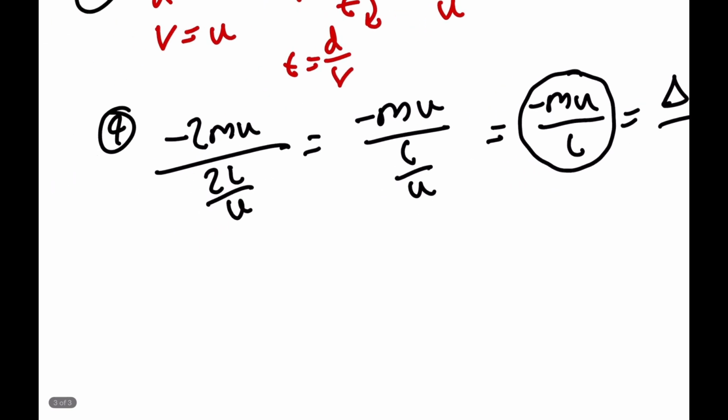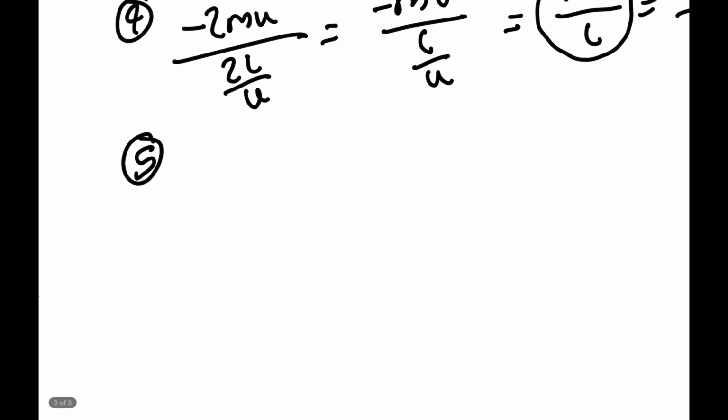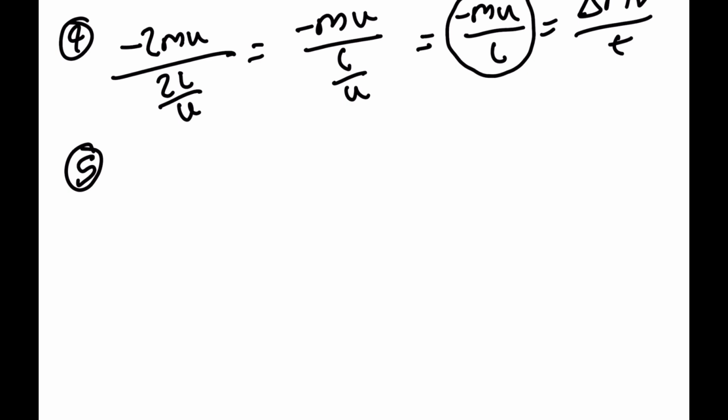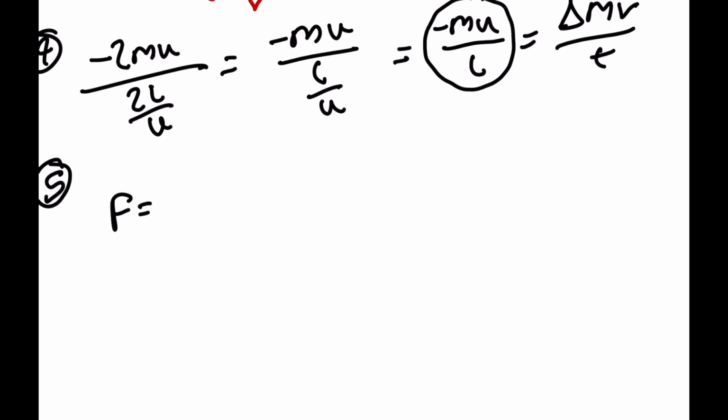Okay, now let's go on to the fifth step. Once we have that, we will need to find the force. The rate of change of momentum is equal to the force. And let's include all particles. So the force of all particles is equal to, let's make this a magnitude, so we'll get rid of this minus sign that we have.